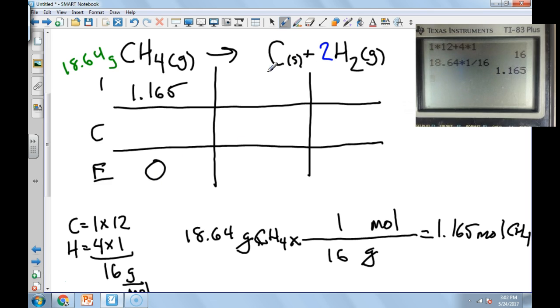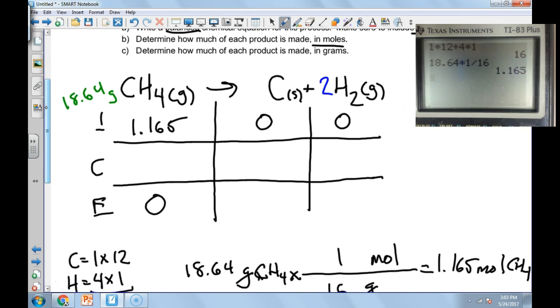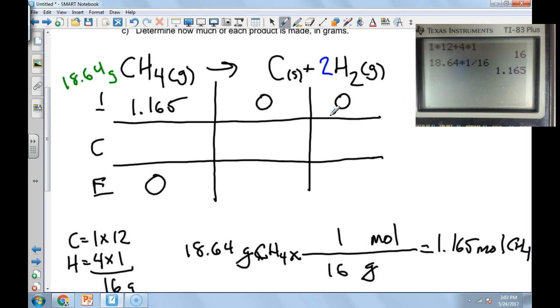We also know that in terms of products, these two things are going to be 0 at the beginning. Remember, I is initial, the initial conditions. So this is going to be 0 because, well, in essence, if we already had it, why would we make it? So we have 0 of this and 0 of this. The other thing is that in the problem we're only given grams of methane. So if we're not given anything else, then we can't assume that there's any else. Okay, so we have to put 0 and 0.